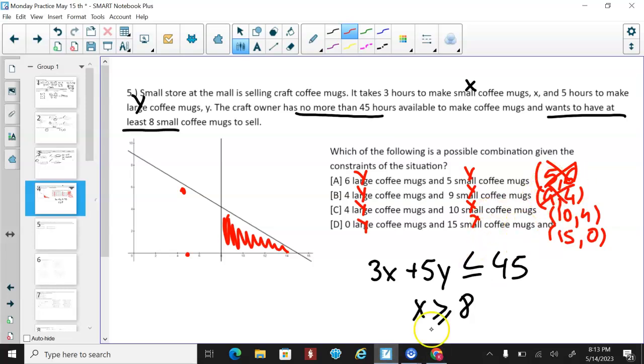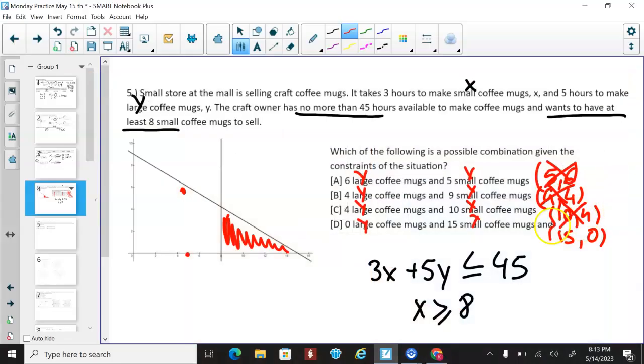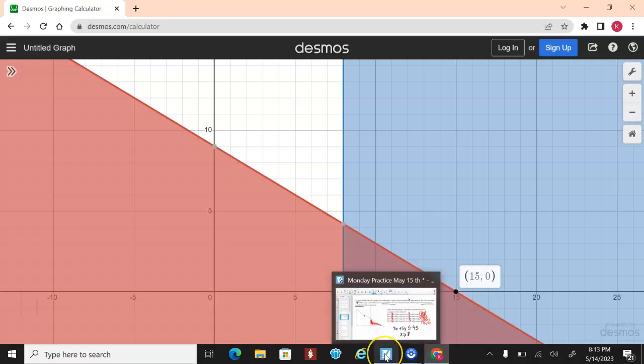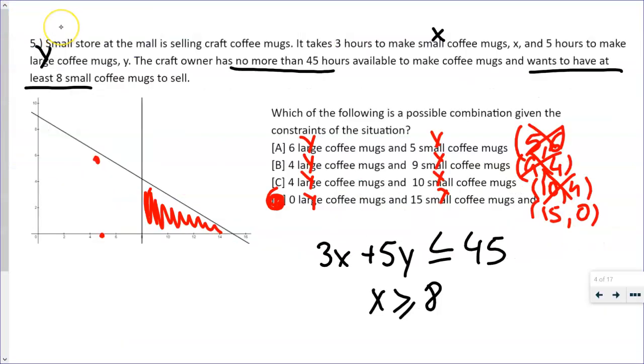10 and 4, let's see. Again, it will be where my arrow is right here. It would not be in the shaded area. This cannot also be it. And 15 and 0. Yes, this is our point that is right here at the edge of our triangle. This is our possible solution. So 15 small mugs and 0 large mugs. Our correct answer is D. Again, it's hard to read from the graph on the screen, but the point would be right here, and that is our solution.